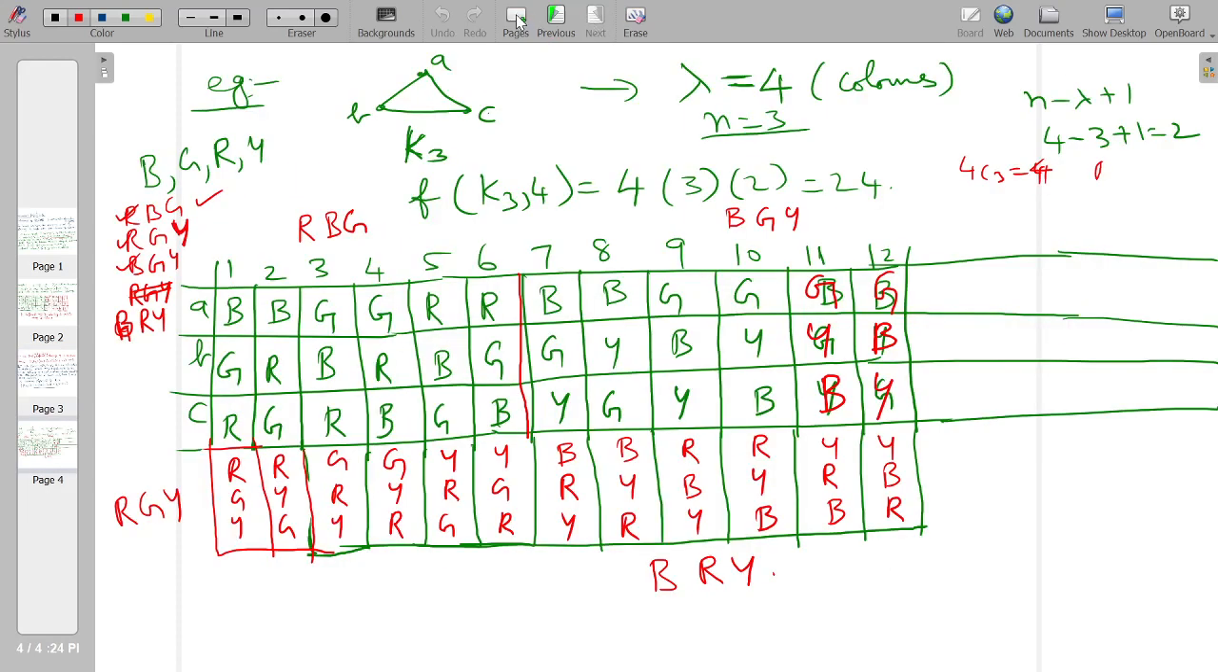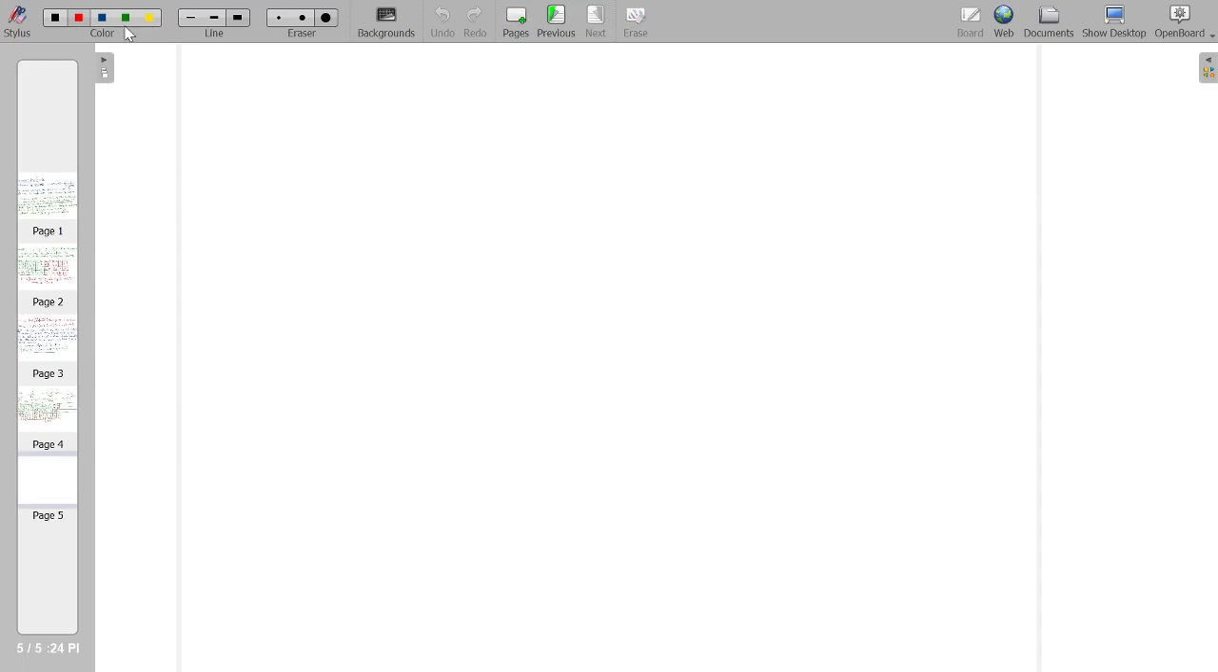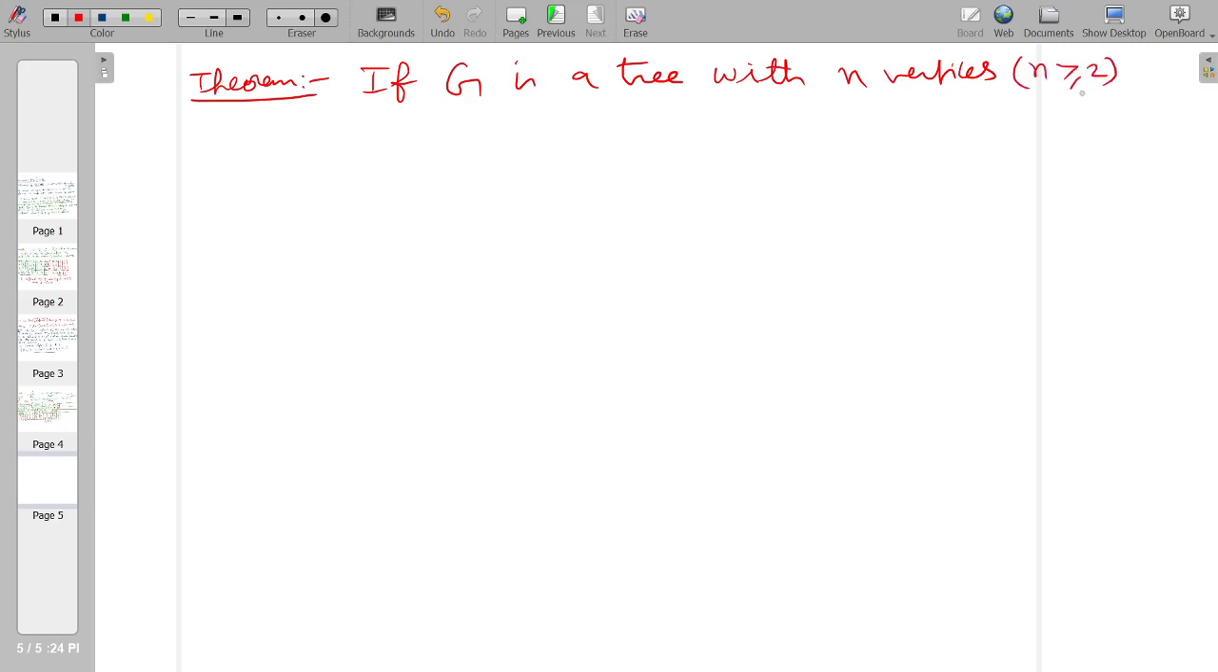Now, similar to this, you have another result, and of course you should also remember the result here. Suppose G is a tree with n vertices, and you also assume n is greater than or equal to 2.